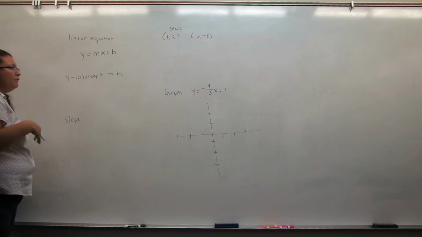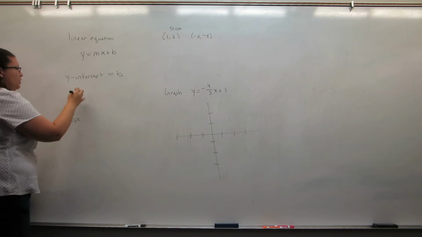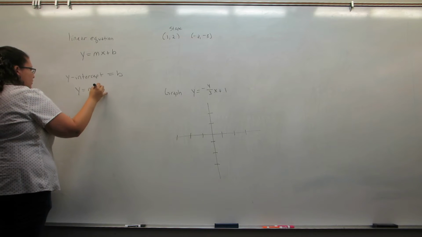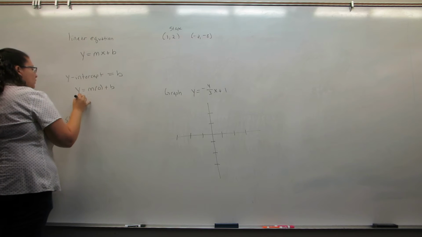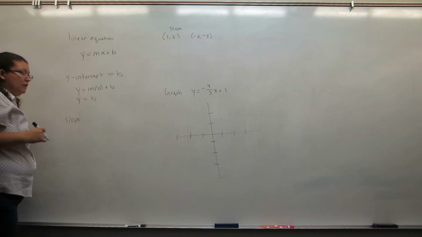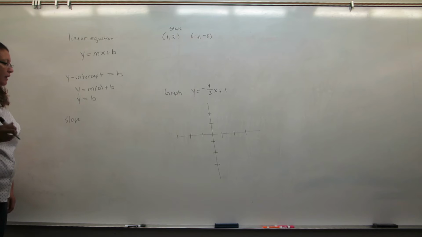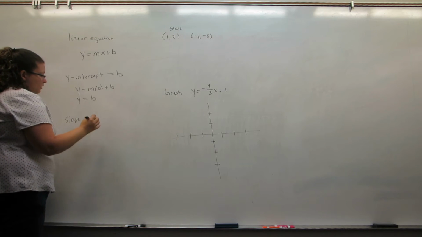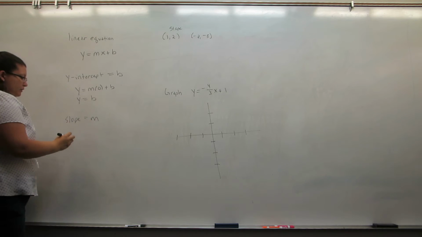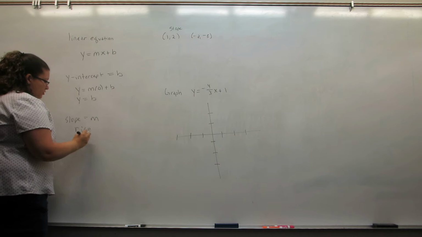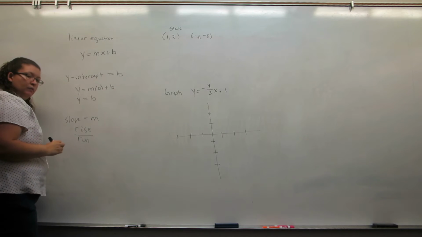Why? Because to find the y-intercept, we know that you plug in x equals 0, and we get that b is the y-intercept. m is something called the slope. This is a concept that is traditionally called rise over run.